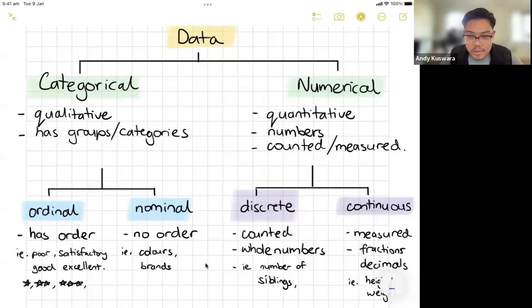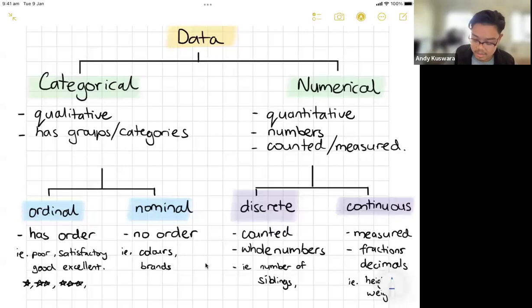Now numerical, again, as I said, is numbers. There are two main types of numbers that you can collect from people. One is discrete, one is continuous. Discrete means that it's counted. In other words, they are whole numbers. How many pets do you have? How many siblings do you have? How many people live in your household? Those are discrete data. They're nice whole numbers, integer numbers.